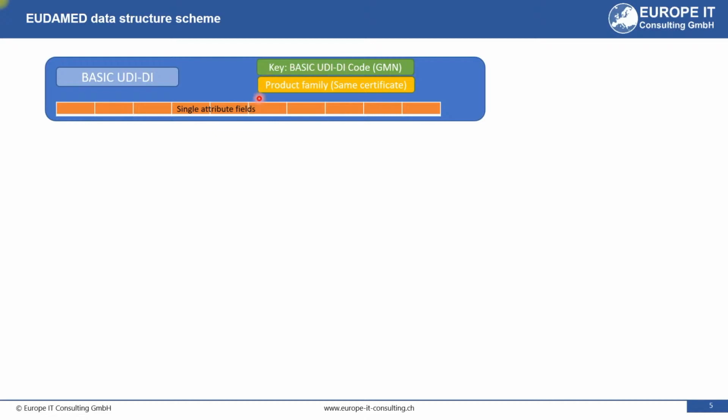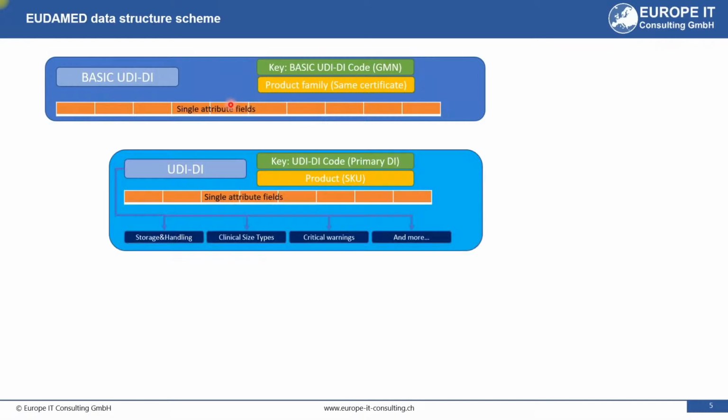The certificate itself contains the GMN, the global model number, so that the assignment of the certificate and the product family is unique. On this level, there will be different attributes where you have to enter the needed information. Those are, for example, the risk class, model number, issuing agency, the legal manufacturer SRN, device model, and much more.